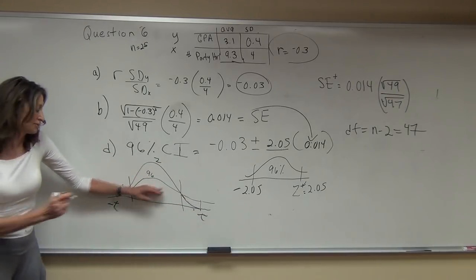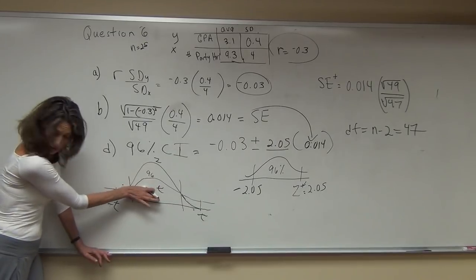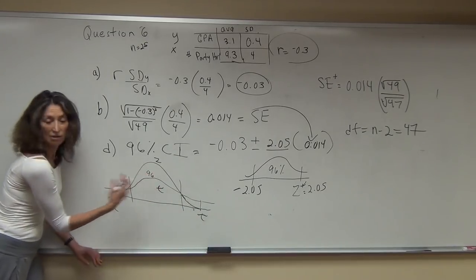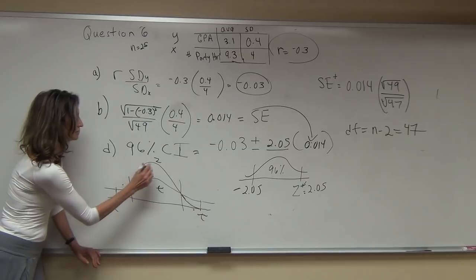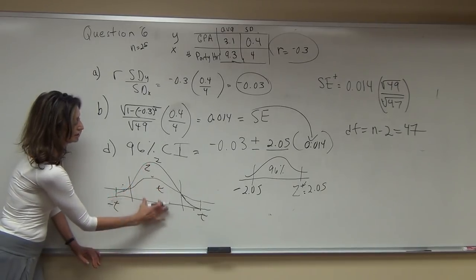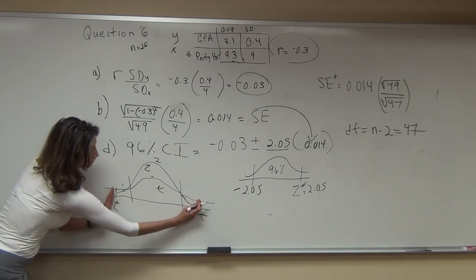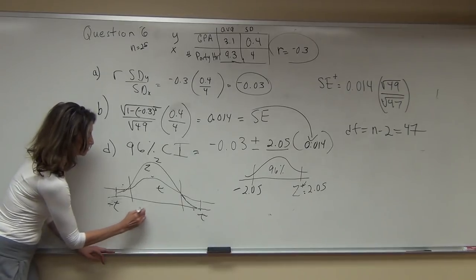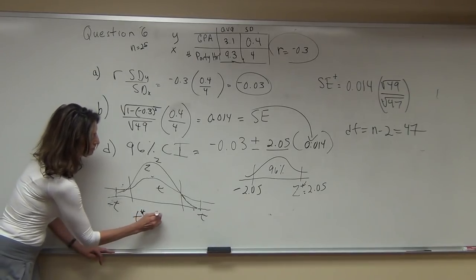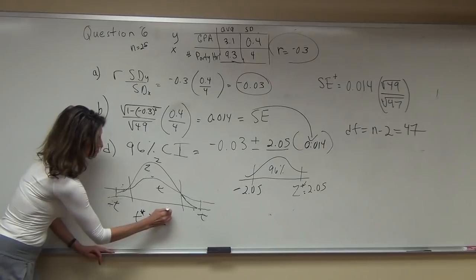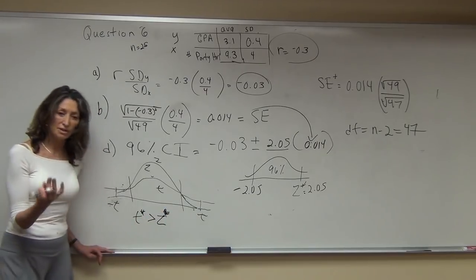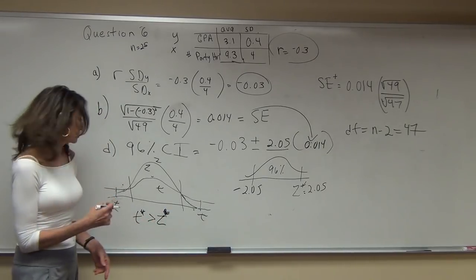Look, it's skinnier here. This is the t. It's shorter here. It's fatter there. It's both 100%. And this is the z. So if you want 96%, you're going to have to go further with the t. So the t star is always going to be greater than the z star, even though the t stat is smaller than the z stat.